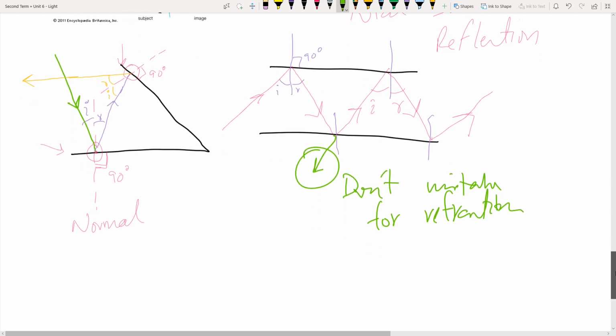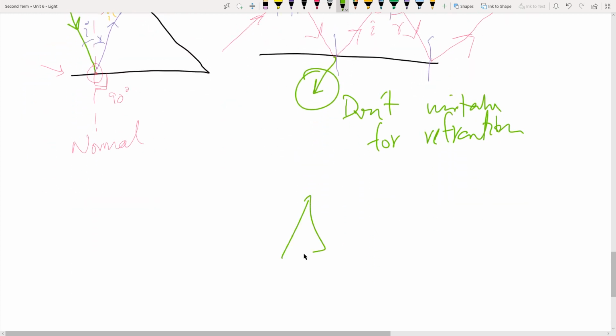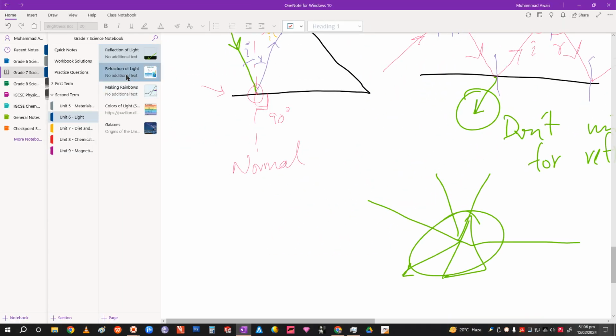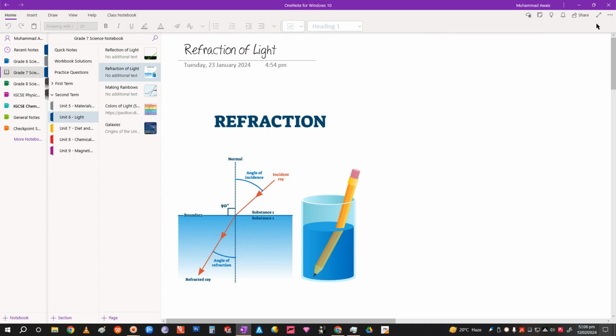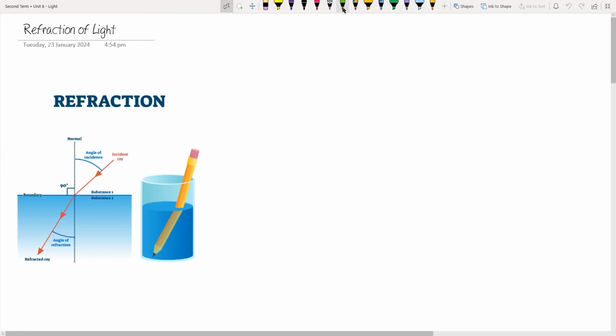Now what is refraction? As you remember, we were doing an experiment with the prism and the mirror. We saw some of the light rays which were extra, in extra directions, and one of the light rays was passing through. So this is the experiment we went through in the lab. This is what we call refraction of light. So what is refraction of light?